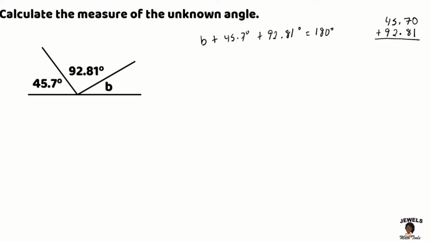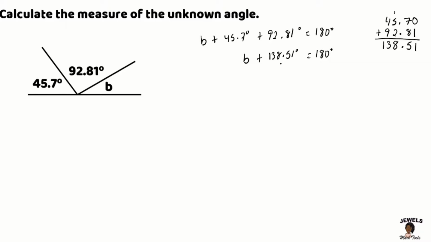So 0 plus 1 is equal to 1. 8 plus 7 is equal to 15. Put our 5, carry the 1. 1 plus 5 is 6. And 6 plus 2 is 8. 9 plus 4 is equal to 13. And we're going to drop our decimal point right down from where it is. So my angle B plus 138 and 50/100 degrees, or 138.51 degrees, is equal to 180 degrees.